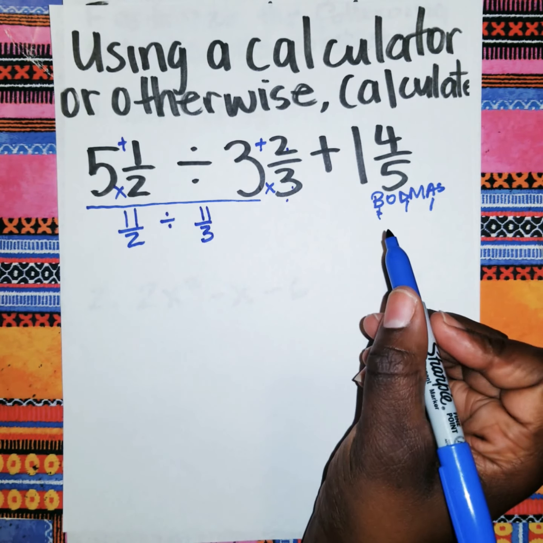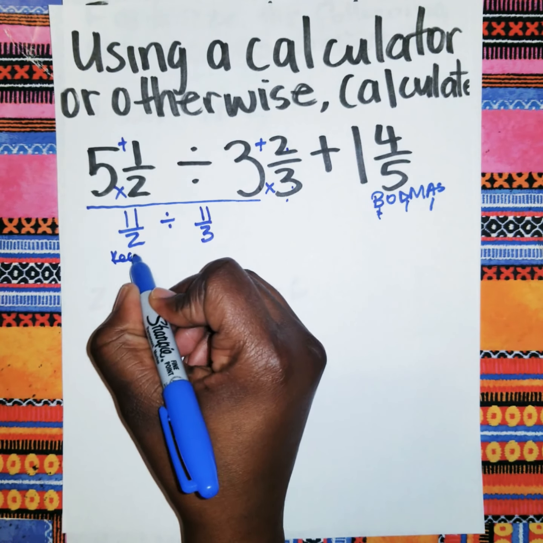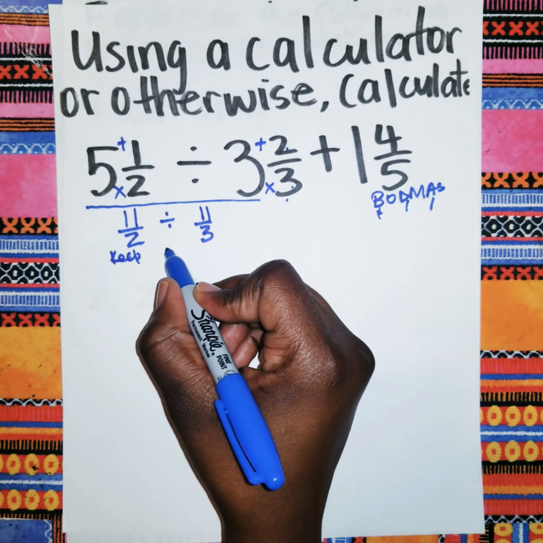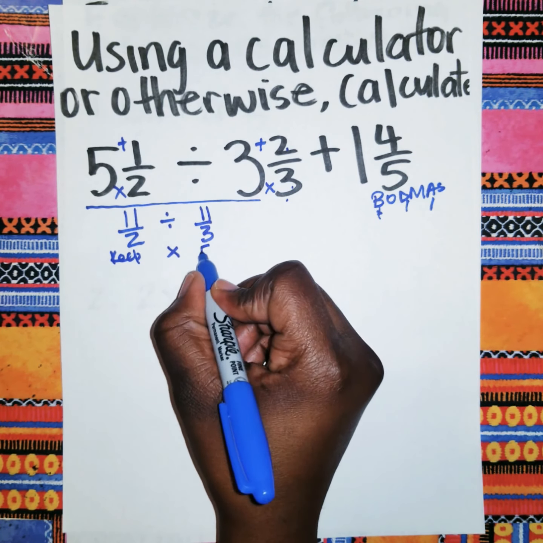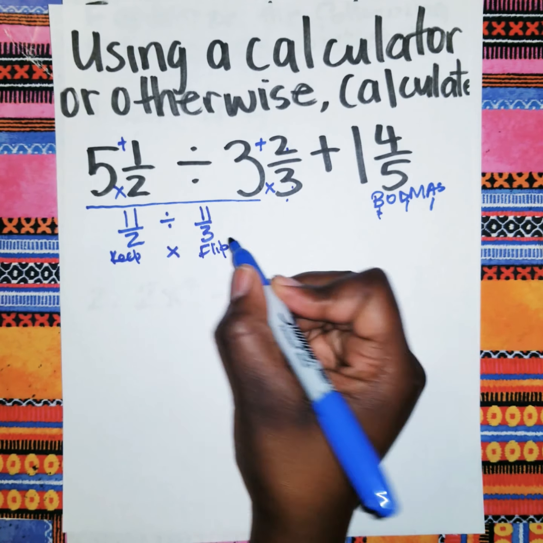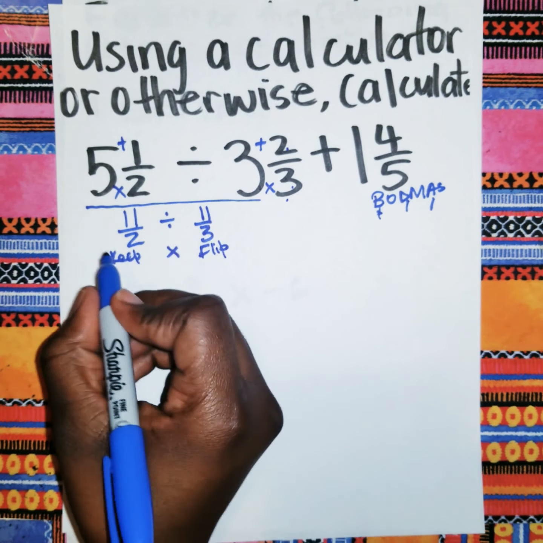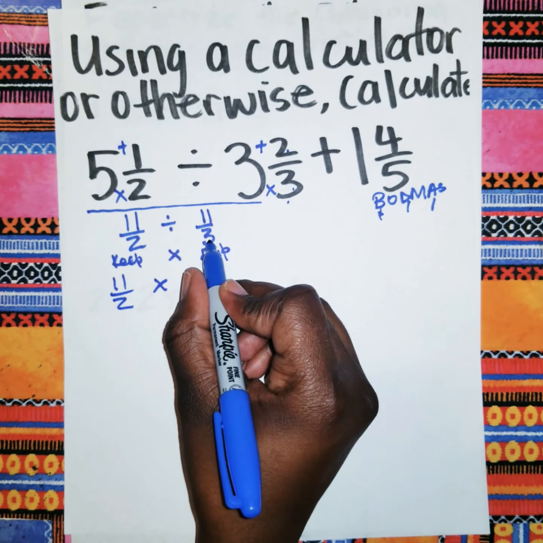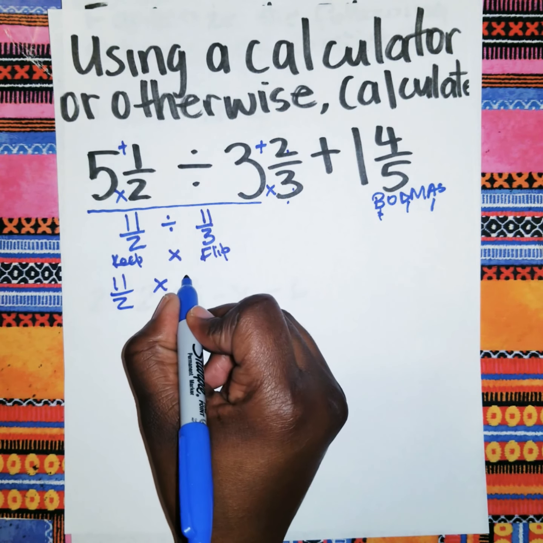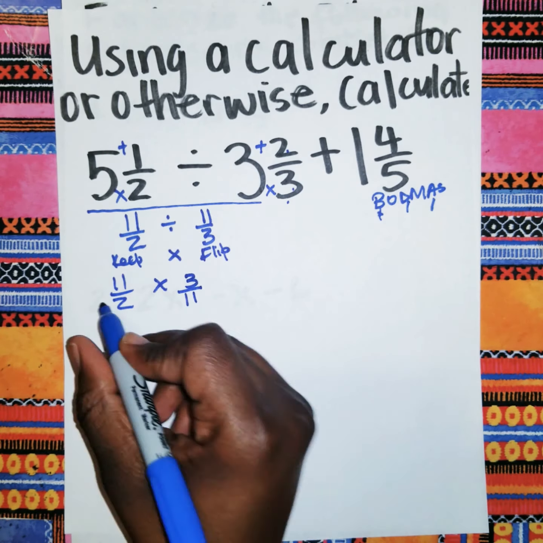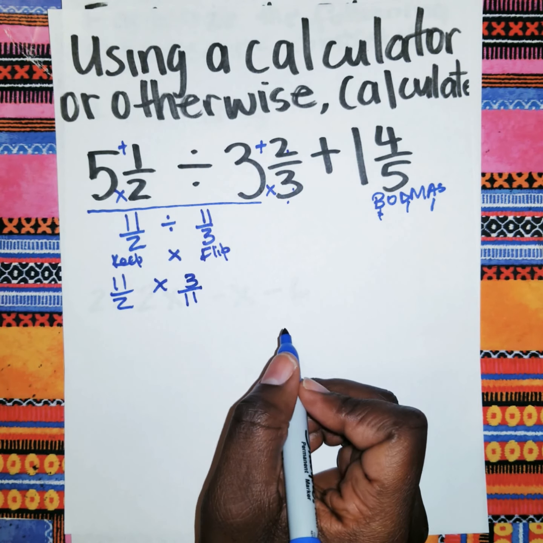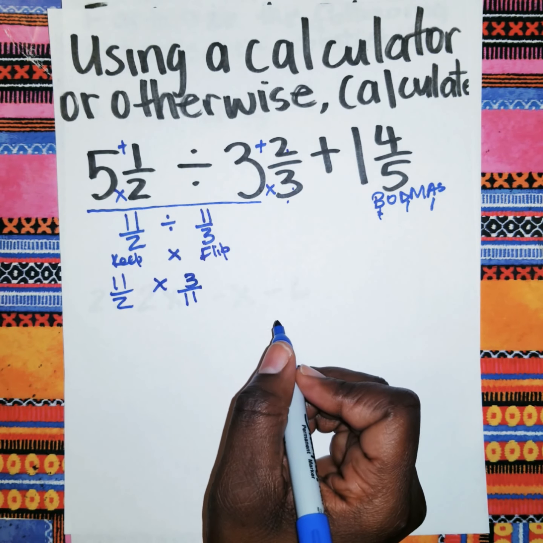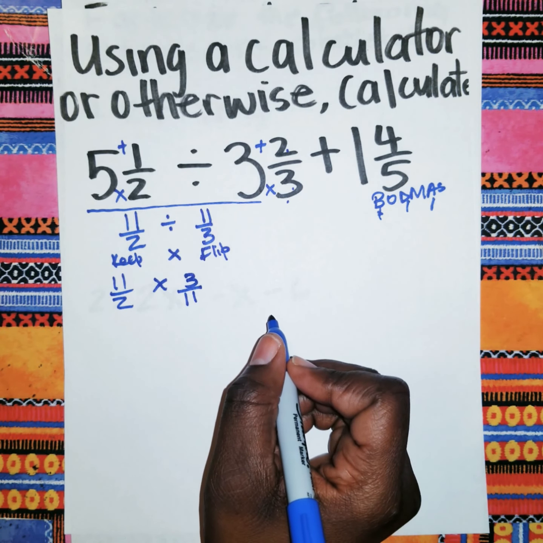From here, guys, we apply the rule that says we keep the first term, the first part, we change the sign to multiplication and we flip this, or some will say reciprocate, the same thing. So we're going to keep the first part. We're going to change the sign. We're going to flip this, meaning we're going to turn it upside down. So it's 3 over 11. From here, you need to simplify either by cancellation or you go ahead and simplify by multiplying across.